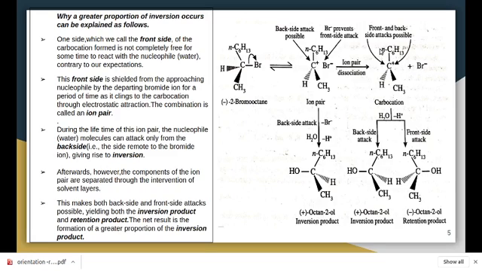So in this case, the front side attack and the backside attack will both be possible. This is the planar carbocation. So the nucleophile H2O attacks from both sides, from the backside and also from the front side. If the nucleophile attacks from the front side, we will get the retention product. This is having a minus rotation value. The starting reactant is also having a minus rotation value.